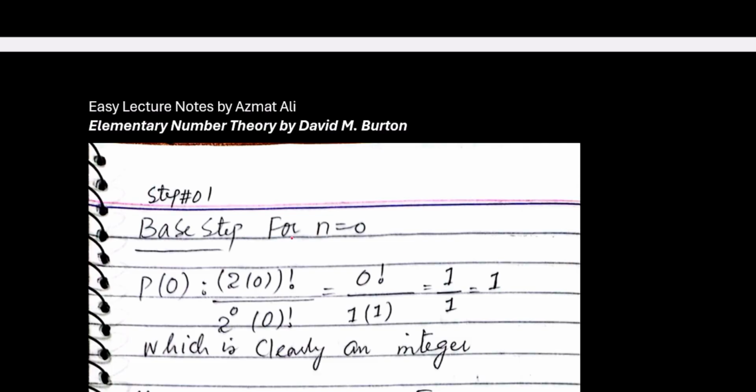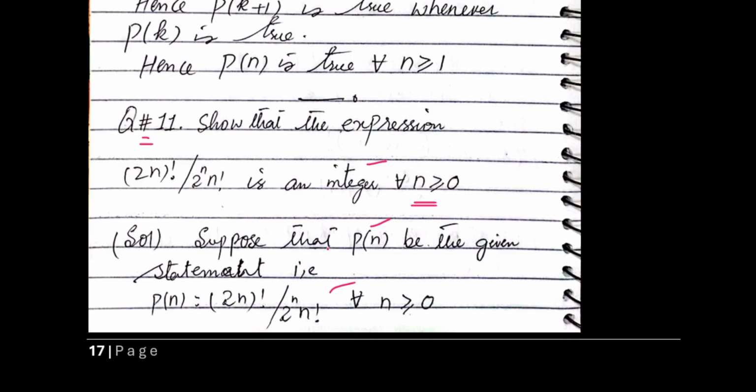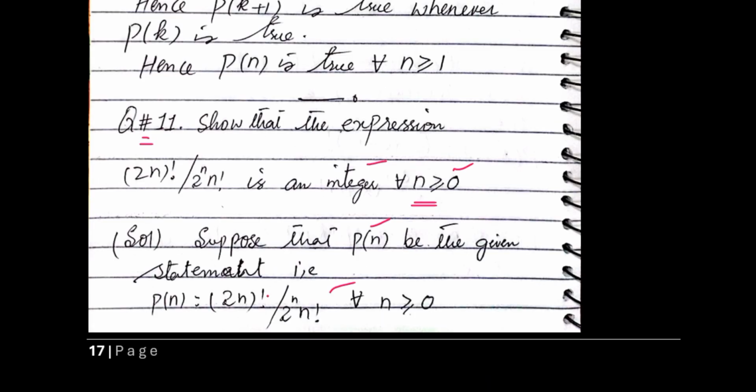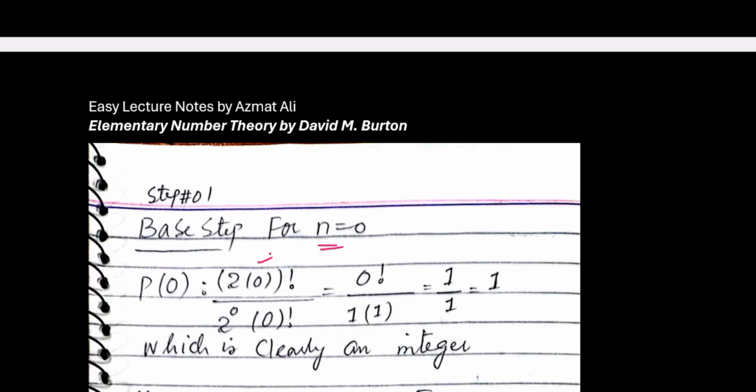For the base step, we start from n is equal to 0 because in the inequality, our integer is greater than or equal to 0 here. So we check the base step for n is equal to 0. When you put n is equal to 0 in the given expression, this becomes 2 into 0 factorial over 2 raised to power 0 into 0 factorial. By just putting here n is equal to 0, 2 into 0 factorial is 1 and 2 raised to power 0 is 1. This becomes 1 over 1, that is equal to 1, which is clearly an integer.